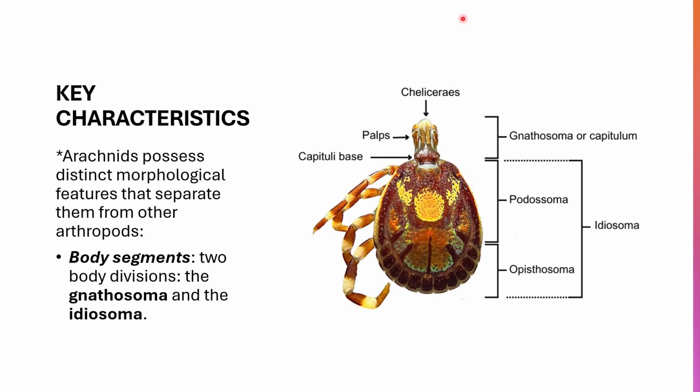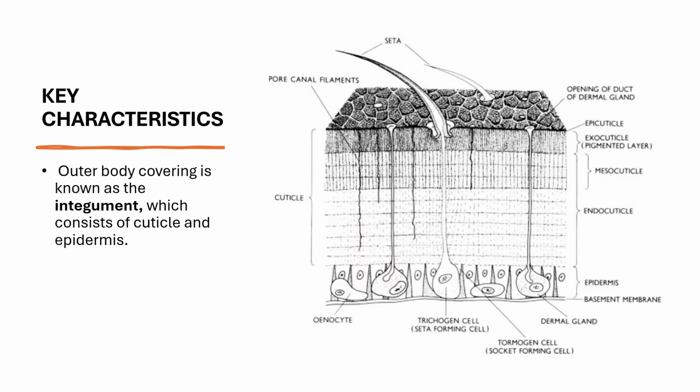The idiosoma is the main body region of the arachnid, particularly that of the mites and the ticks. It bears the legs and the genital openings and the sensory structures. It also acts as a combined abdominal and thoracic region containing physiological systems. Their outer body covering is known as the integument, which consists of the cuticle and the epidermis.